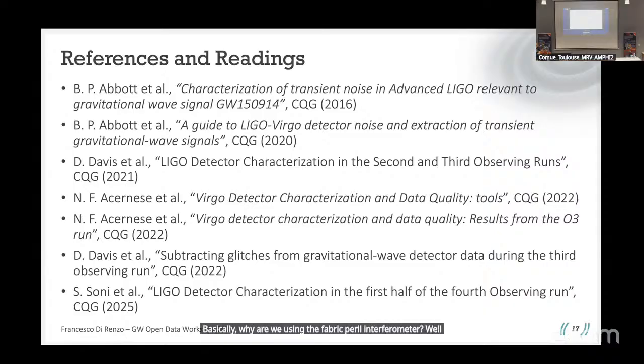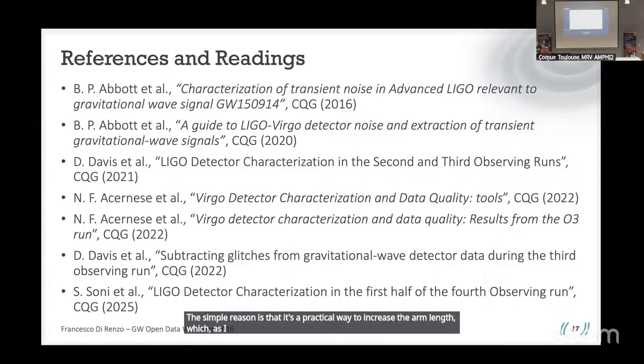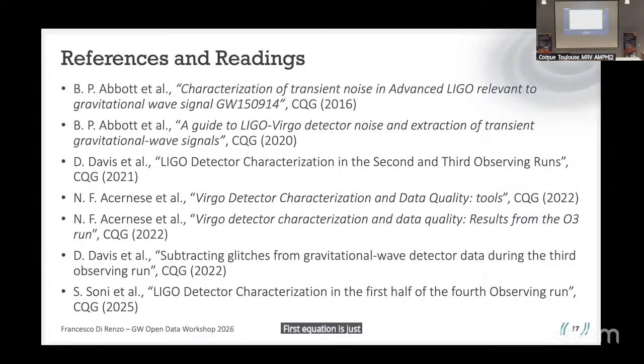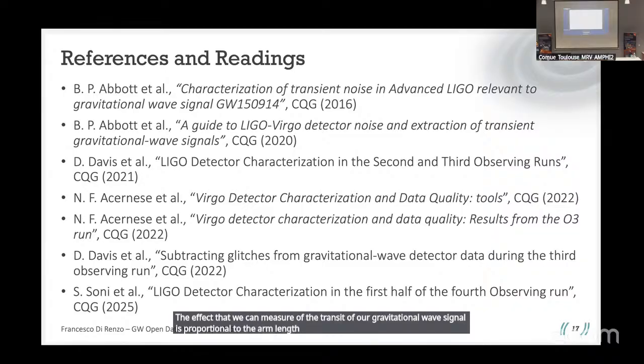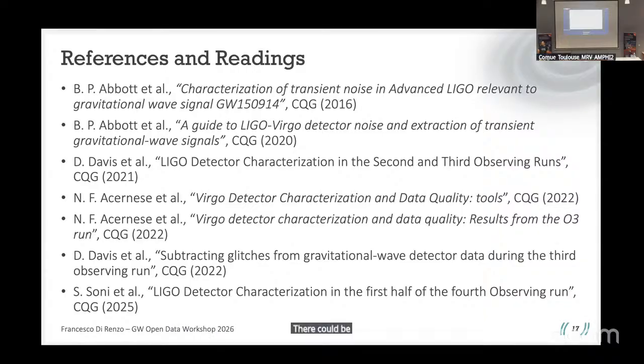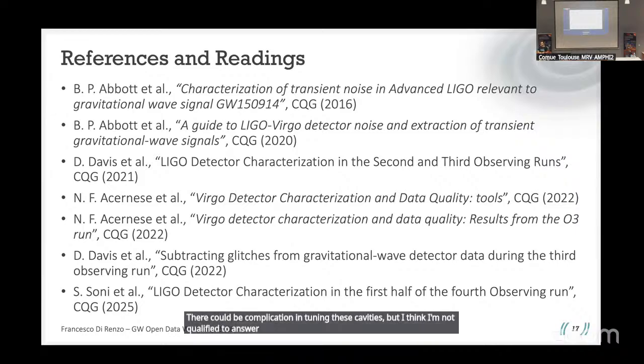Well, I think they have some experience in optics. The simple reason is that it's a practical way to increase the arm length, which, as I showed in the first equation, is just a simple equation. The effect that we can measure of the transit of our gravitational wave signal is proportional to the arm length of the detector. Using a Fabry-Perot resonant cavity just increases it. There could be complications in tuning these cavities, but I'm not qualified to answer this part of the question. It's related to the experiment. I mean, it's a practical way.